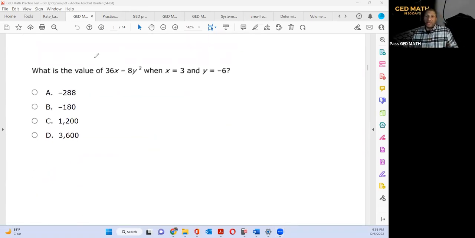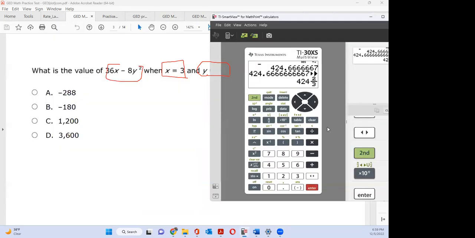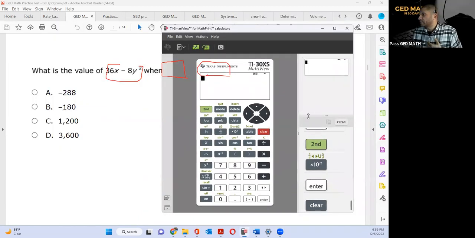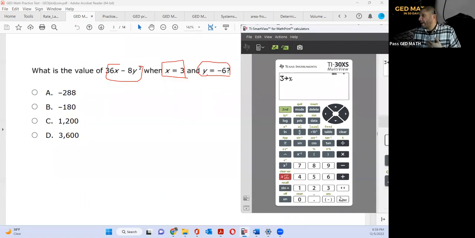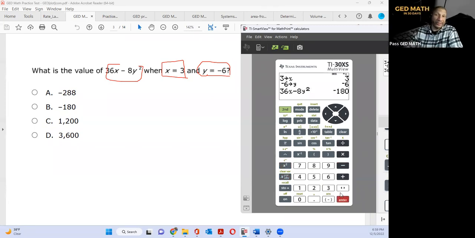Right here, this is an algebraic expression. They want you to evaluate it. X is 3, y is minus 6. This is my expression. If you went through my ebook, this is the easiest question on the test, because all I'm doing is plugging it in. Let me clear it. All you're doing is saying 3 for x and minus 6 for y: 36x minus 8y squared. Done. Minus 180. That wasn't even 20 seconds.